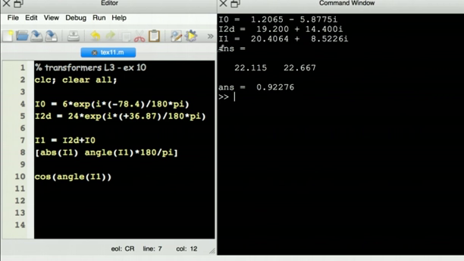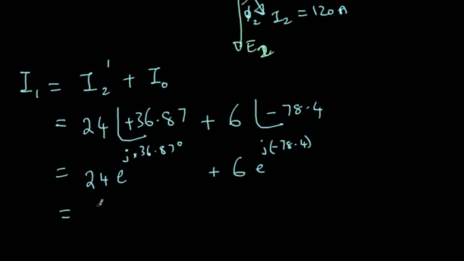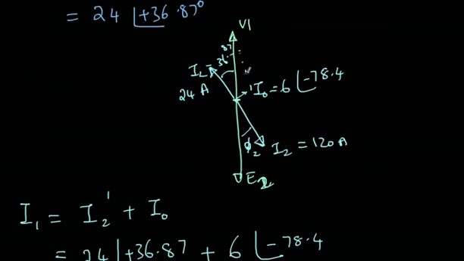So what is the solution we got? Individually I found I0 and I2 dash, then I added them, and then finally I got I1. So I1 I am getting 22.115 amperes at an angle of 22.66 degrees. If you notice, the I1 is going to the leading side, somewhere like this. This angle phi 1 is now positive.